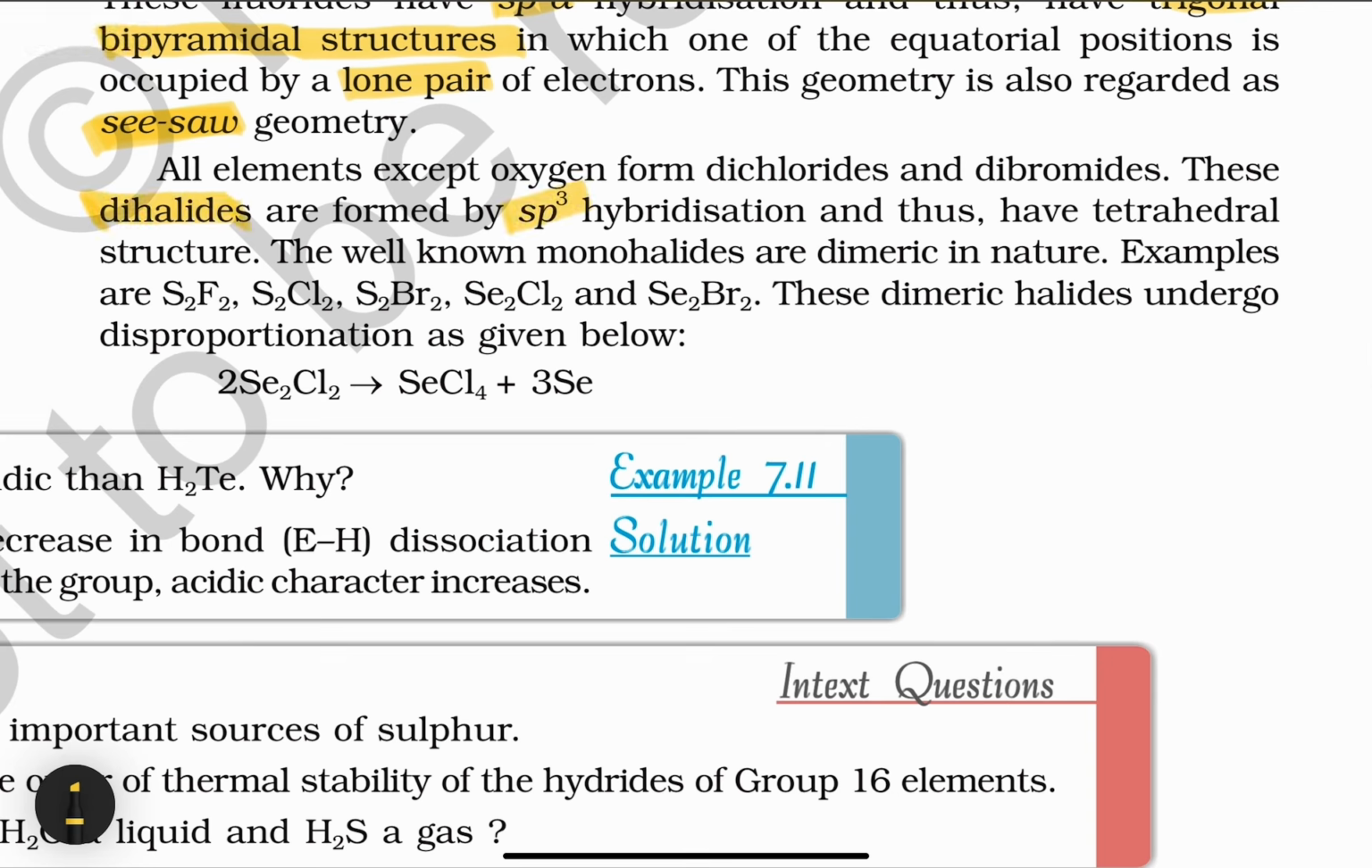Dihalides are sp3 hybridized. Tetrahedral structure they have. S2F2, S2Cl2, S2Br2, Se2Cl2, Se2Br2, all they have open book structure like hydrogen peroxide. They undergo disproportionation reaction. Very important.